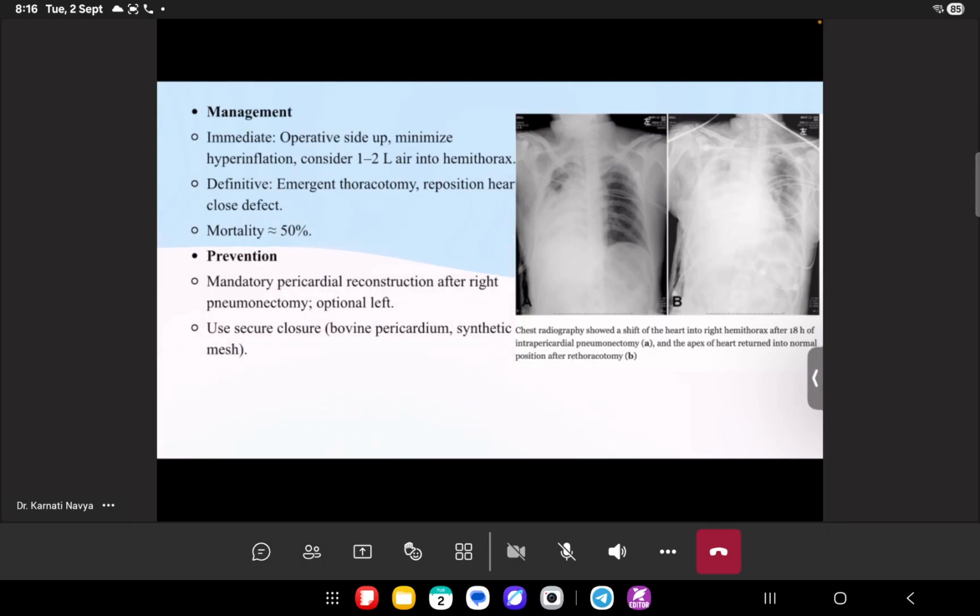Prevention is by mandatory pericardial reconstruction after right pneumonectomy, optional for left pneumonectomy. Use secure closure, bovine pericardium, and synthetic mesh. This is a chest radiograph showing the herniation of the heart into the right side, and the apex of the heart returned to the normal position after rethoracotomy in the second X-ray.